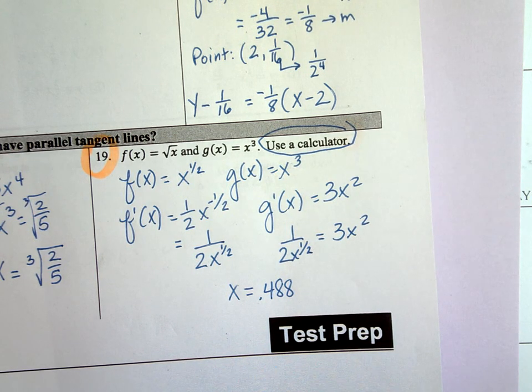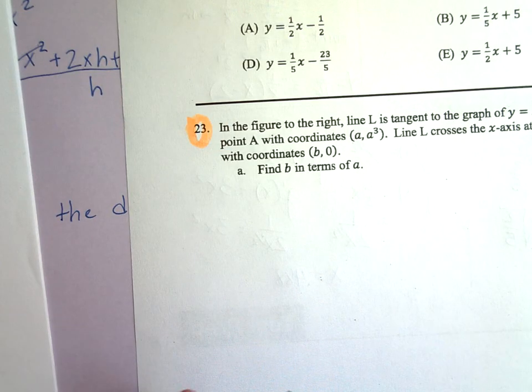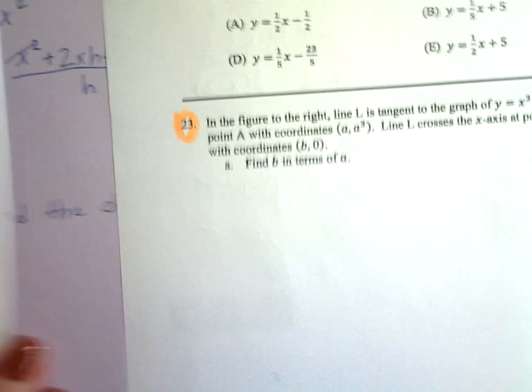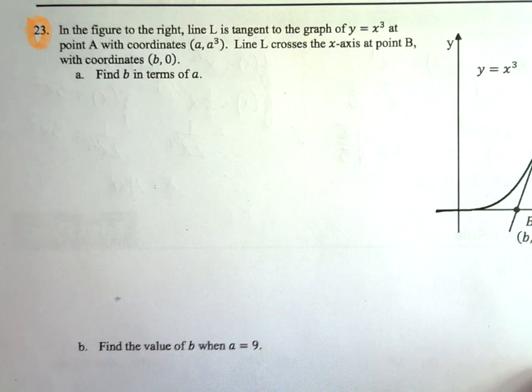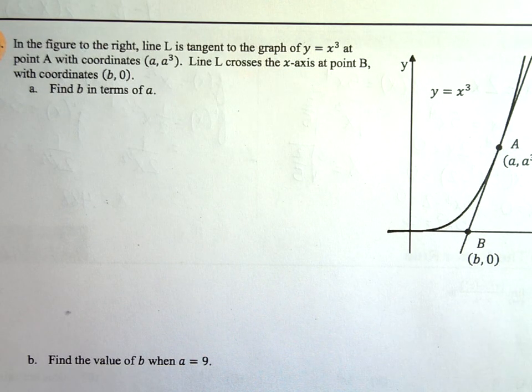All right, number 23 is going to finish us up, because this one is quite the doozy. This is, again, a typical AP kind of question. Let me see how much of this I can get on the screen. All right, in the figure to the right, line L is tangent to the graph of y equals x cubed at a point A with the coordinates (a, a cubed). Line L crosses the x-axis at point B with the coordinates (b, 0). Find b in terms of a.